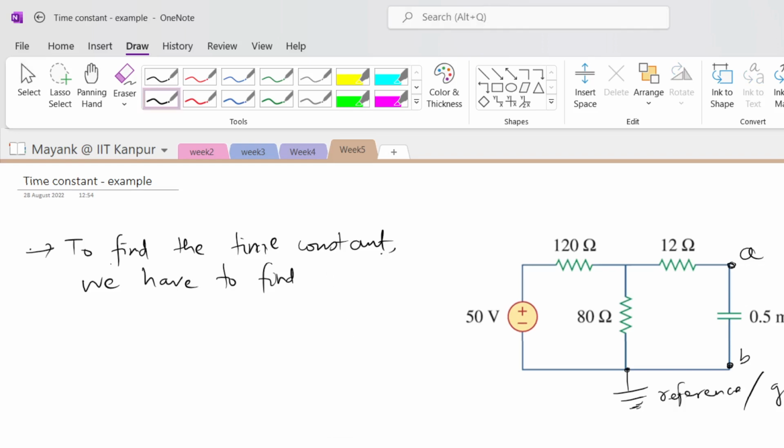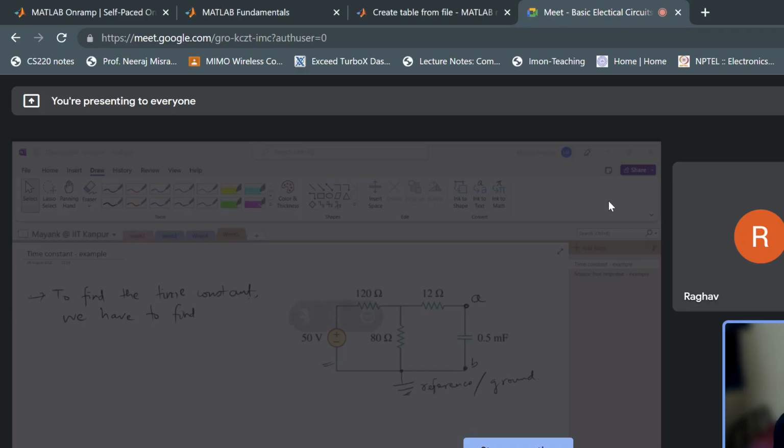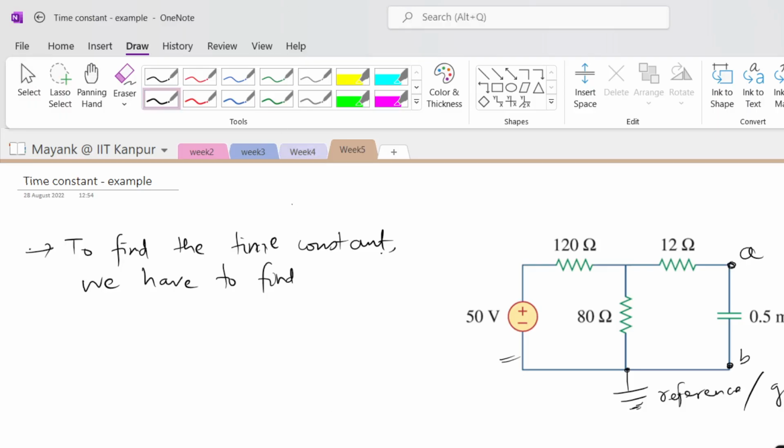So I was saying that we have to find the time constant in this particular circuit. So how do we find it? To find the time constant, we have to first find out the Thevenin resistance across terminals A and B. So how do you do that?